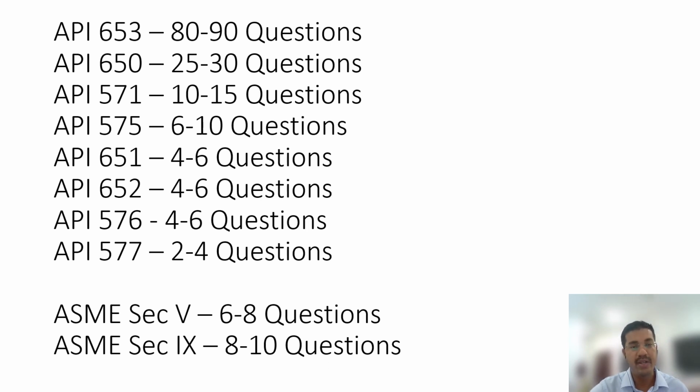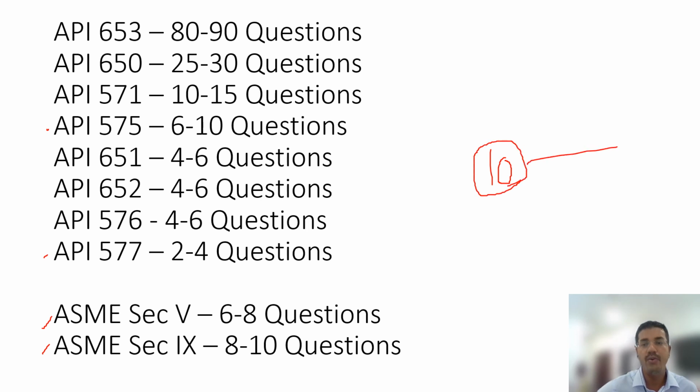For the 653 exam, I mentioned here how many questions you will get from which code, okay. You will find API 1, 2, 3, 4, 5, 6, 7, 8. That is 8 codes from API and 2 codes from ASME. That means a total of 10 codes will come, and these 10 codes go for 170 questions, okay.